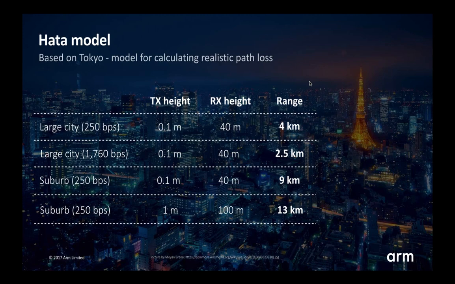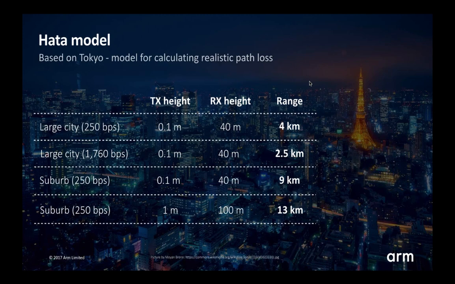In a large city with a transmitter at 10 centimeters and a receiver at 40 meters, we see a range of about 4 kilometers. But that is at the lowest data rate that LoRa gives you. So that's at 30 bytes a second. If you are going to send faster, so in this case 200 bytes a second, then your receiver sensitivity goes down. So we're going to see about a range of 2.5 kilometers. This is very similar to what we've seen when I was doing range testing in my previous job in Oslo.